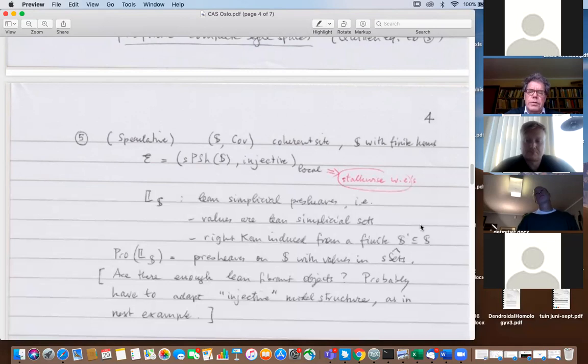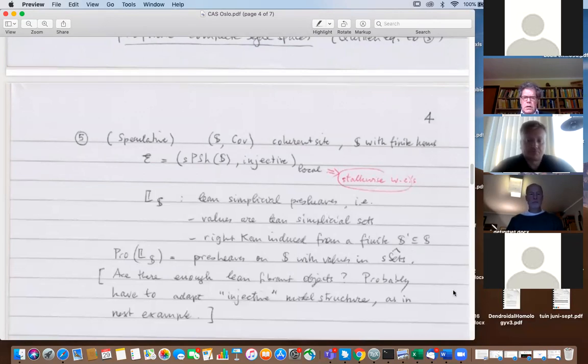So because the site is coherent, all the covers will also eventually occur in these finite subcategories. And then you can form Pro of LS, and Pro of LS will be equivalent as a category to presheaves with values in profinite simplicial sets.